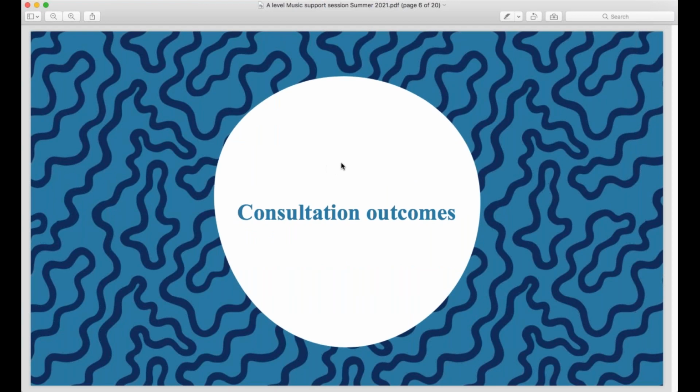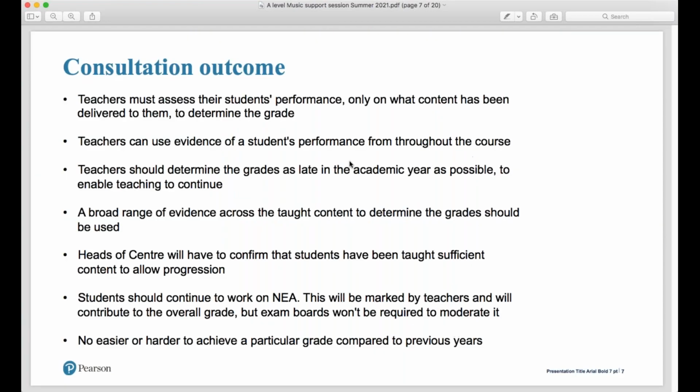To go through the detail of the main points of the consultation outcomes: the teacher assessed grade will be based on the principle that teachers must assess their students' performance only on what content has been delivered to them to determine the grade. Teachers can use evidence of a student's performance from throughout the course as well, so that's their whole time of study on that course. Teachers should determine the grades as late in the academic year as possible to enable teaching to continue and allow the delivery of content to continue for the students, to give a more informed picture for the teacher assessed grades.